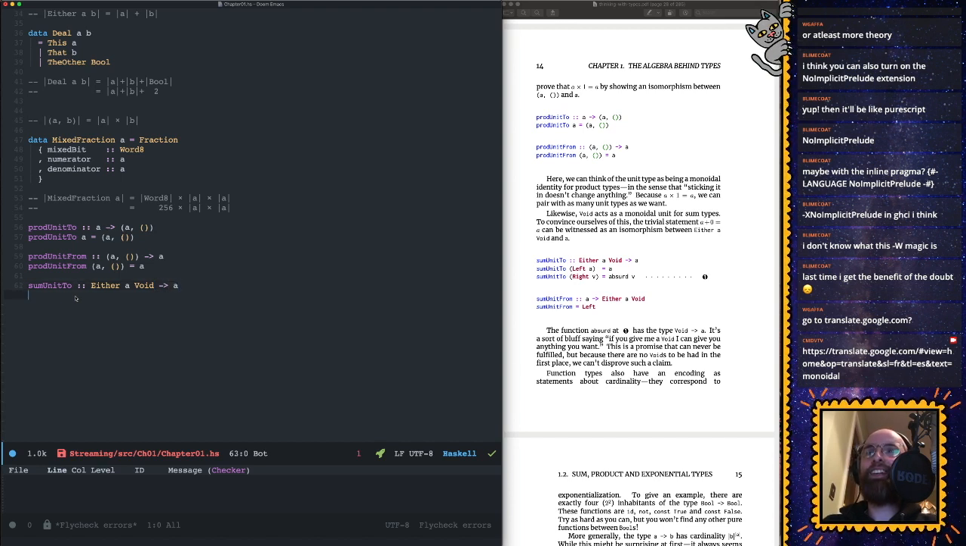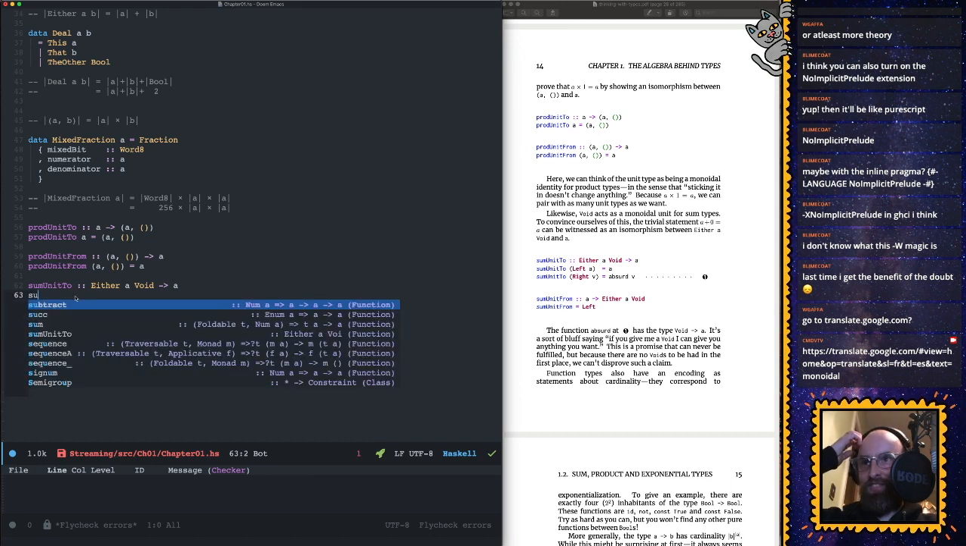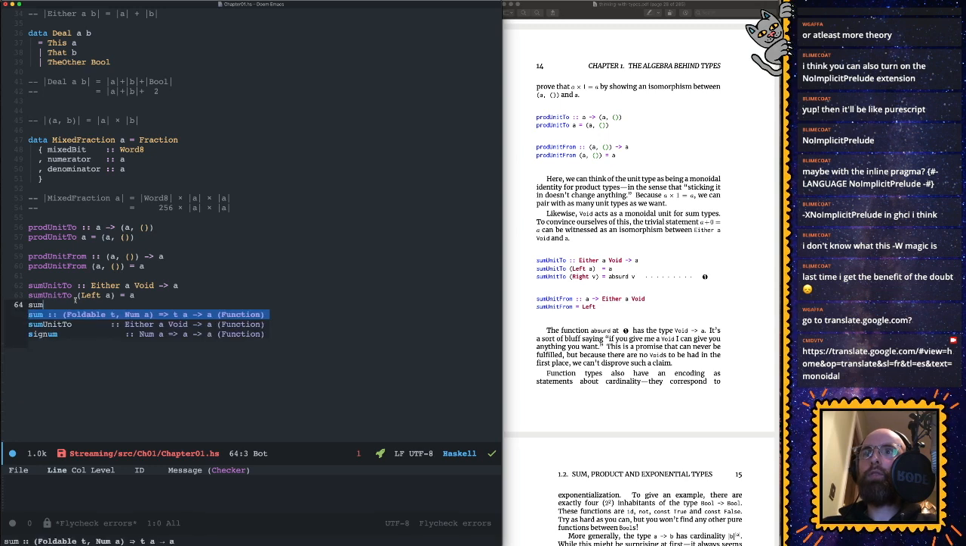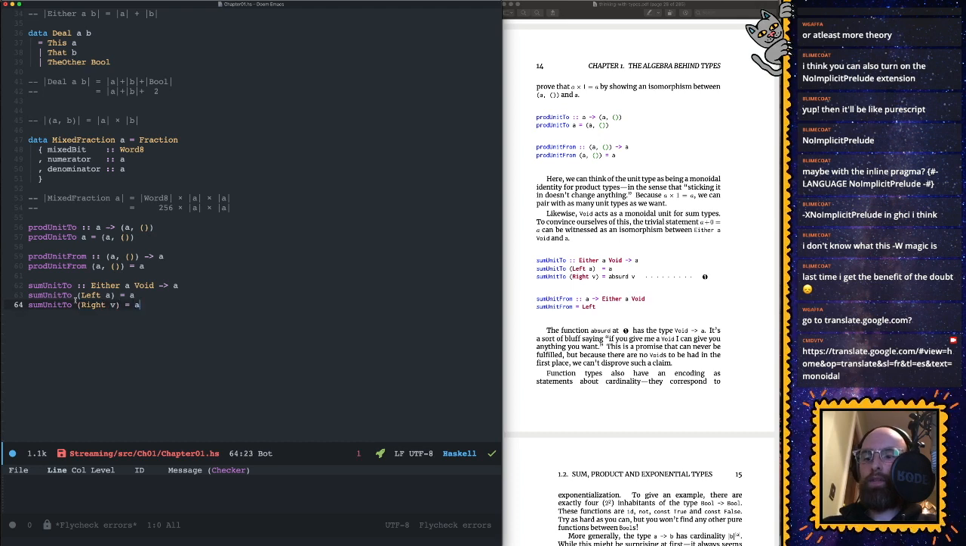Okay, I'm just copying what's on the right, sum to unit. We're going to go left of A. Yeah, that makes sense. So obviously left is going to be first. And that's just A. Okay. And then we'll do the same again. We'll do that again. And this time we're going to go right V. Aha! This was cool. Also, is it going to find it?